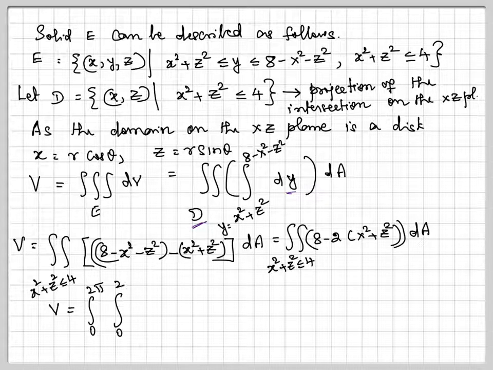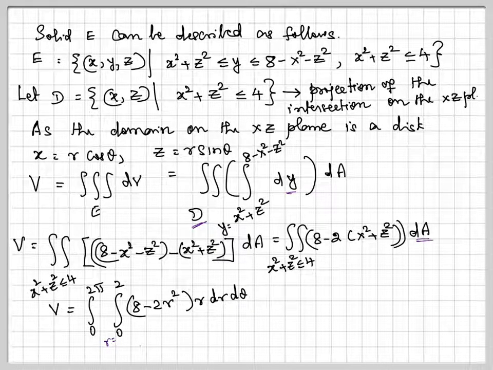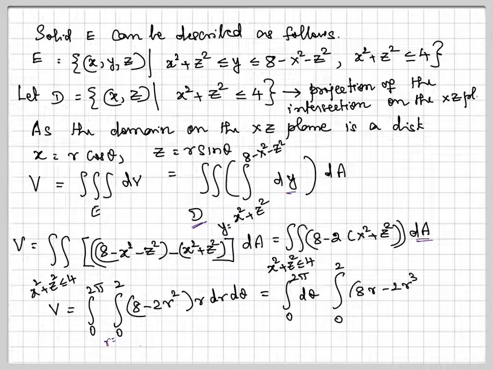So it's the integral 0 to 2 pi, integral 0 to 2, because theta runs from 0 to 2 pi, and r runs from 0 to 2, because the radius of the circle, the projection, is 2. So 8 minus 2r squared times dA, which can be replaced by r dr d theta. Simplifying, we get the integral 0 to 2 pi d theta, then the integral 0 to 2 of 8r minus 2r cubed dr. Here we were able to separate theta and r because one is independent of the other.